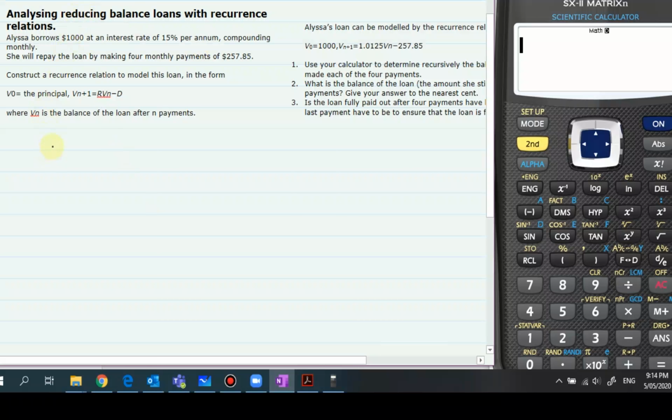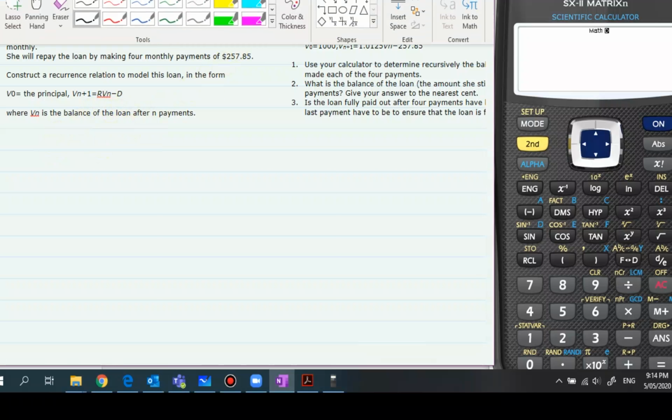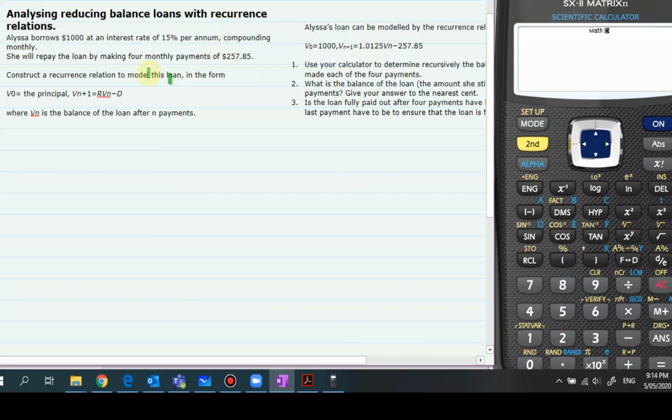Tonight on this Free Teach episode, we're looking at reducing balance loans with recurrence relations. So, key is we've got a reducing balance loan, which means we're actually paying down the loan while it's, like all loans, accruing interest.